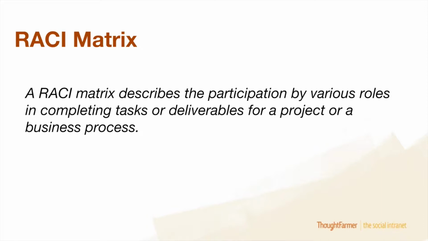A RACI matrix describes the participation by various roles in completing tasks or deliverables for a project or a business process. Now, by creating a RACI, and we'll take a look at a practical example in a bit, you can avoid any confusion over those roles and those responsibilities during the project. Because without clearly defined roles, it's easy for projects to run into trouble when people don't know exactly what is expected of them. When they do know what is expected of them, it's easier for them to complete their work on time, within budget, and also to the right level of quality.